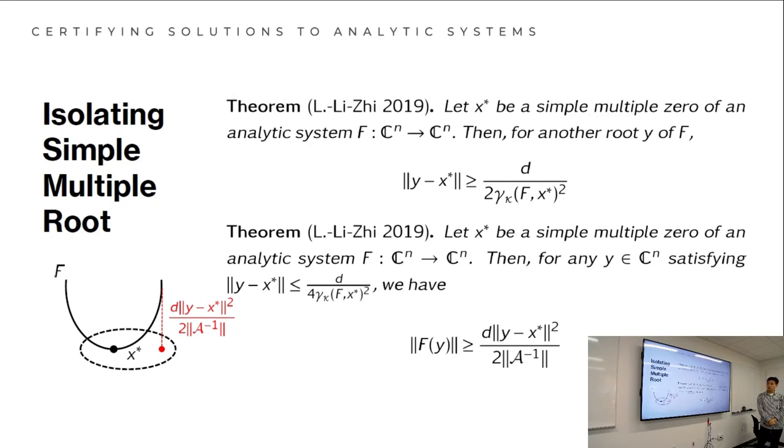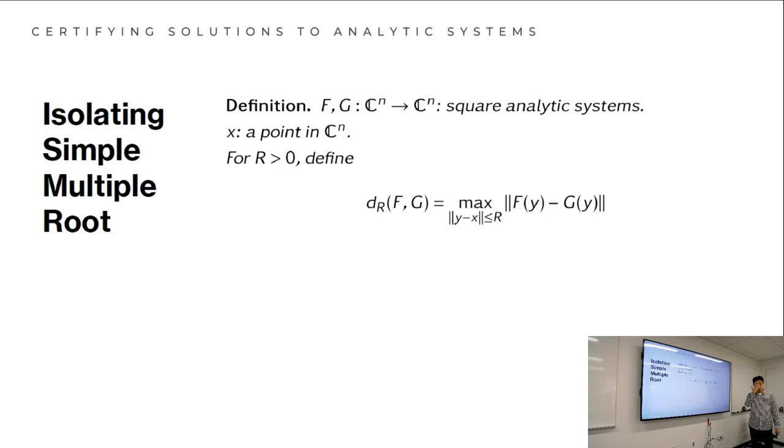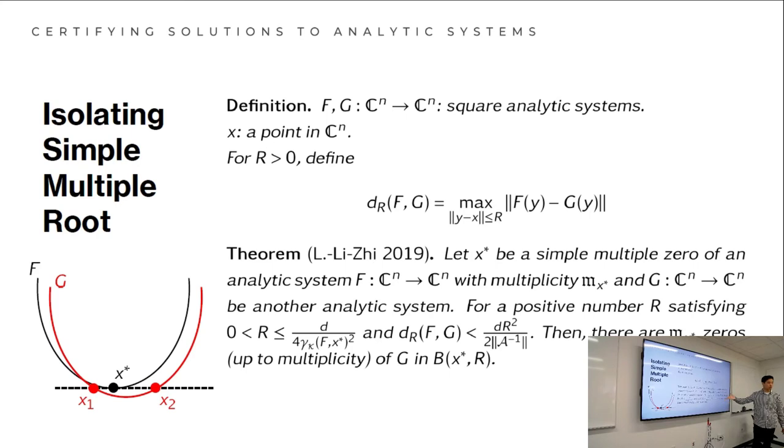Now we need to think about the third property of the separation bound. In order to talk about that, we need the concept of distance between two systems. We can define the distance of the two systems locally around this point like this. Using this distance, we have the third property of the separation bound. We have a simple root with multiplicity m. When we have a positive number, capital R, satisfying this condition, and two systems which are close enough, something like this, then there are exactly multiplicity many roots of this capital G inside the separation bound.